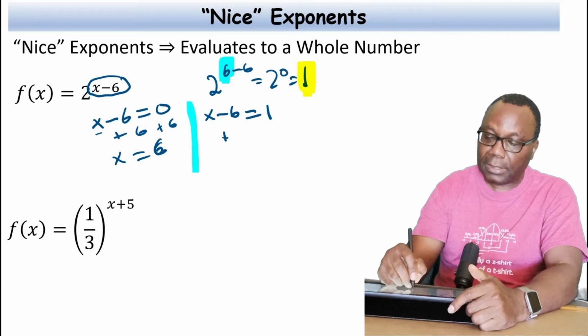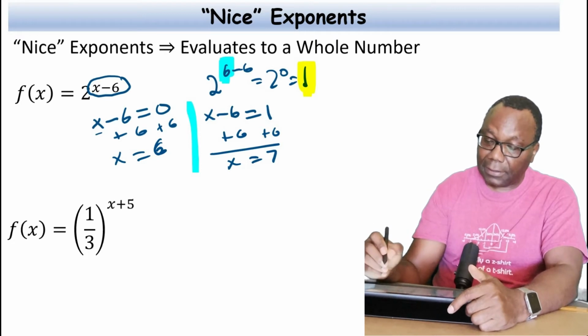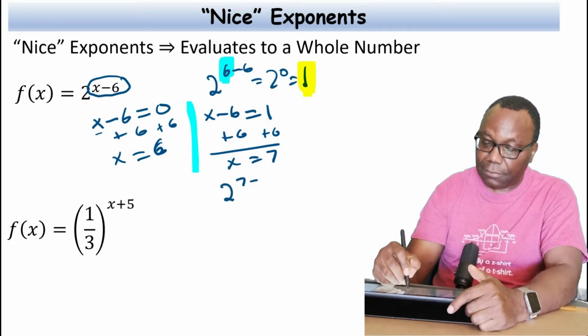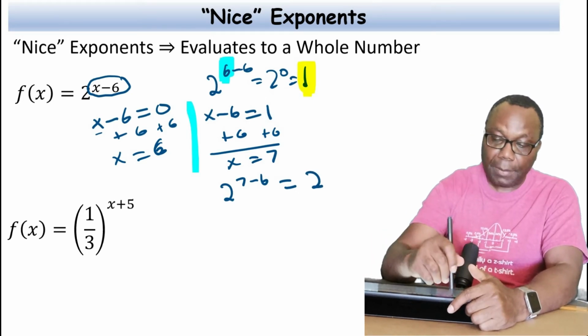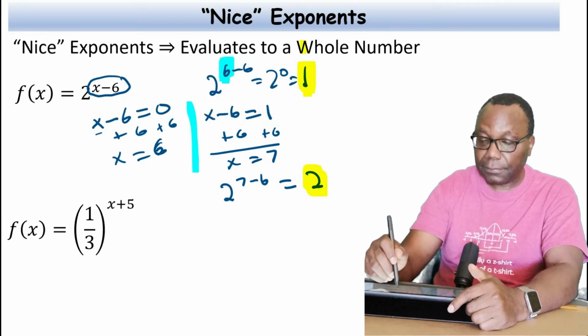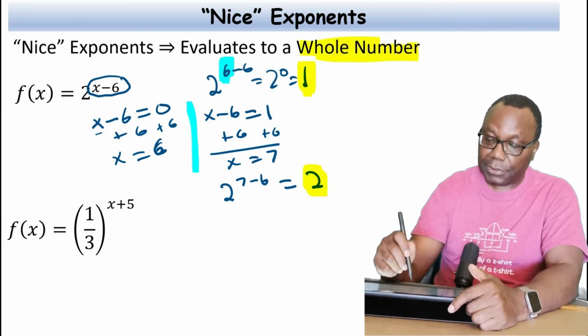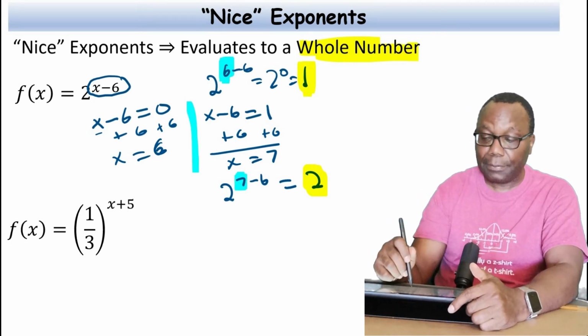I set up the equation, add 6 to both sides, and I get x equals 7. So when I plug it in, 2 to the power of 7 minus 6, 7 minus 6 is 1, so 2 to the power of 1 is 2. So I got my answer. My output is 2, which is a whole number, and my input is 7. That will give me that. So a nice input is 7.